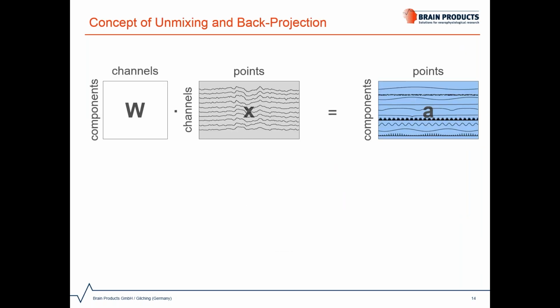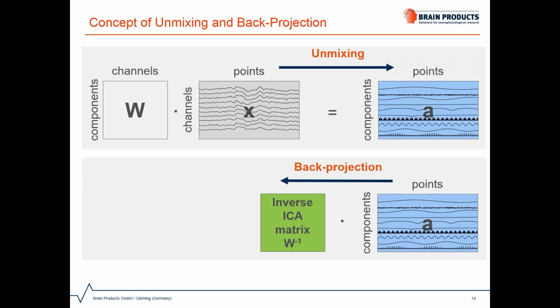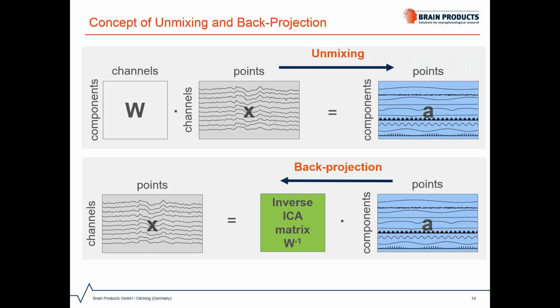So, having identified the ICA weight matrix, we can unmix the signal into statistically independent sources. This unmixing from the data into components can also be reversed with the inverse of the ICA weight matrix by multiplying the extracted components by the inverse ICA matrix. And then we can transform the signal back into channel space. And this is called back projection. If we don't exclude any component before back projection, the original data will be restored completely.